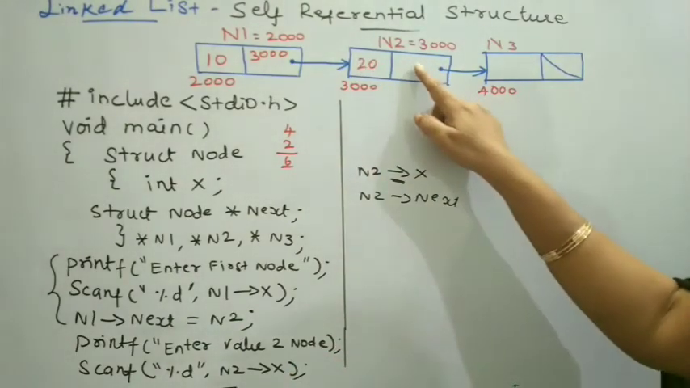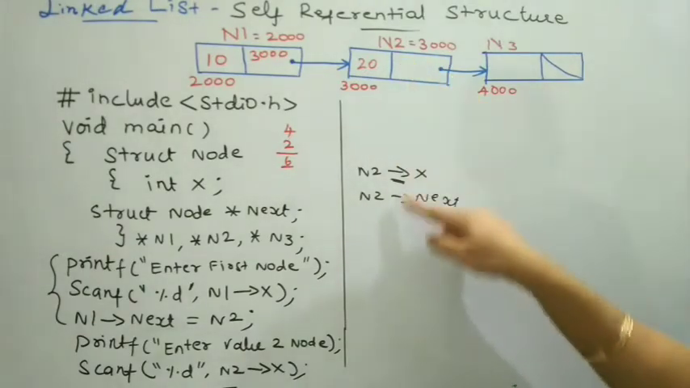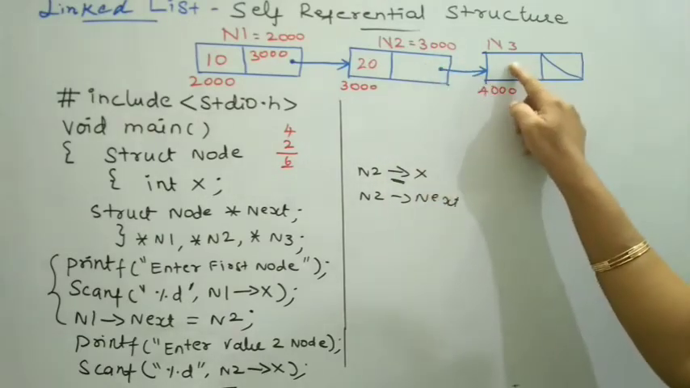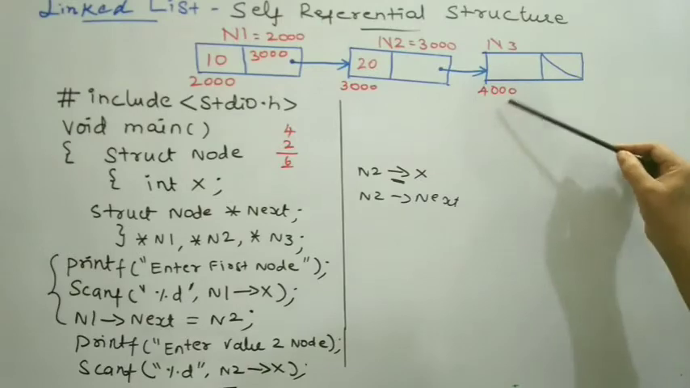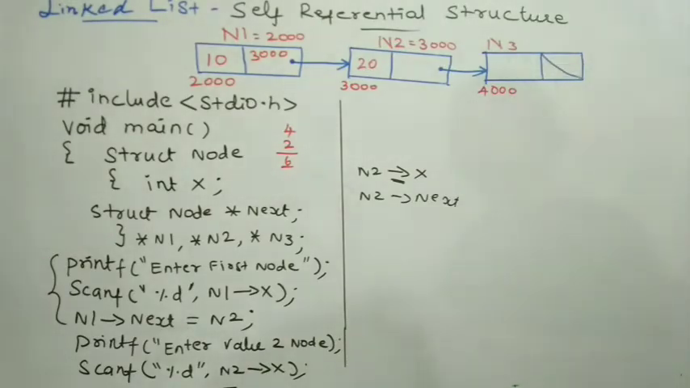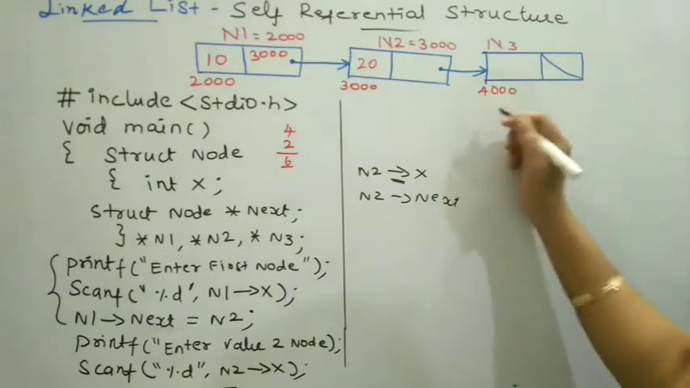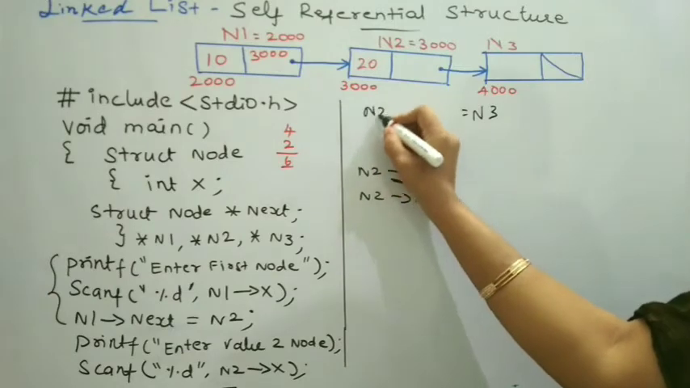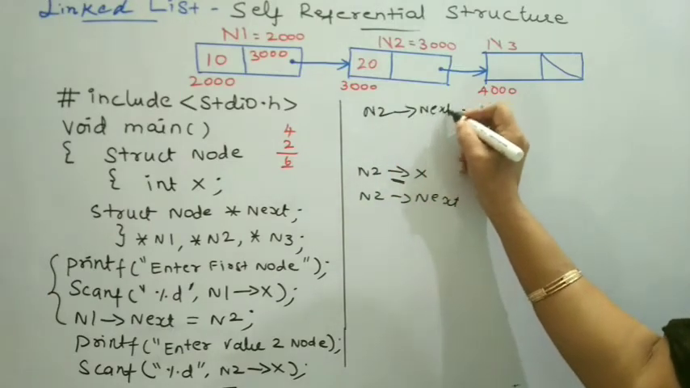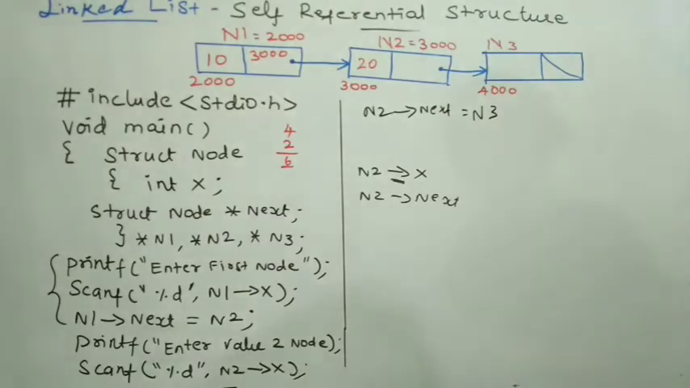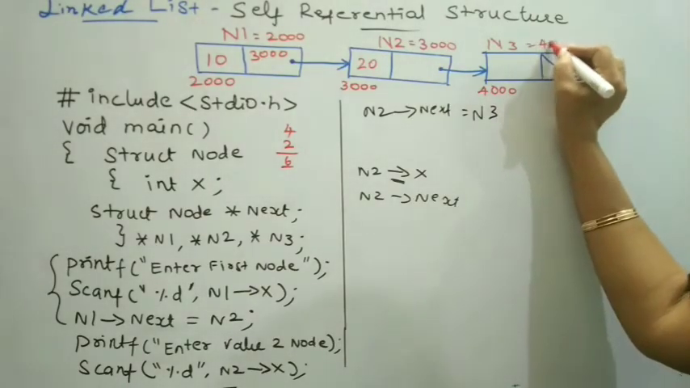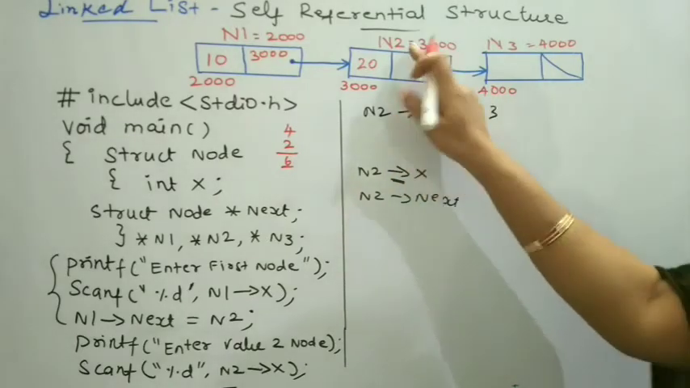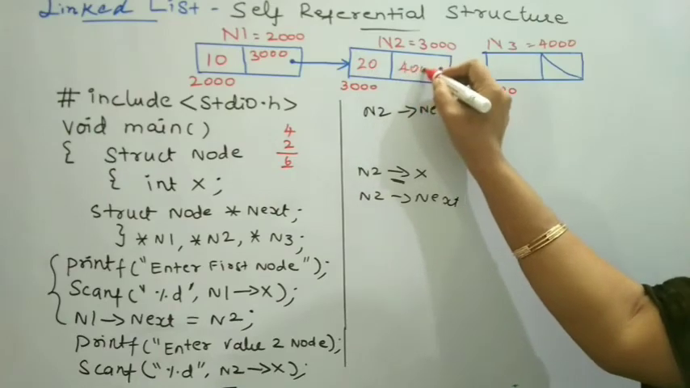Then we need to assign a value for this data member next of n2. Basically, this n2 arrowhead next is going to point to the memory address of the third node. The memory address of the third node is stored in n3, so I need to assign this n3, that is the memory address of the third node, to n2 arrowhead next. So what is n3? n3 is 4000. 4000 is assigned to n2 arrowhead next, that is the next data member of n2. So 4000 is assigned here.